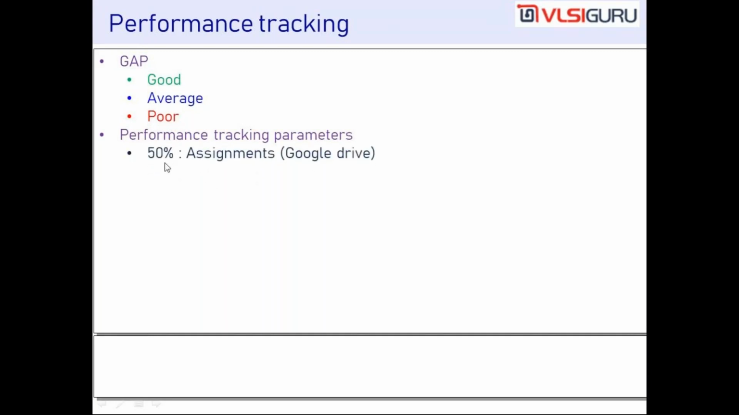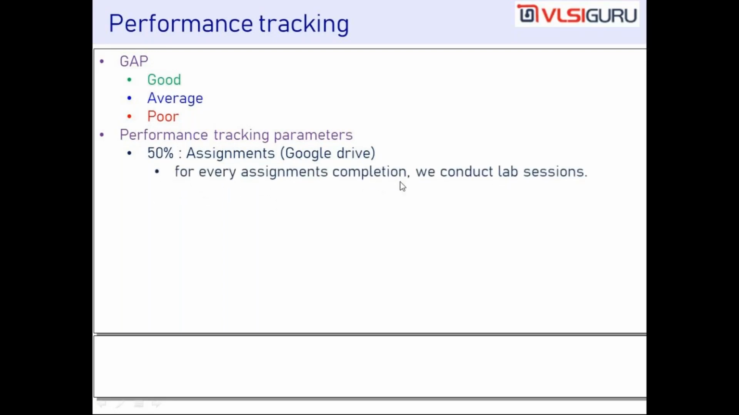Assignments completion is 50%. Whoever completes assignments on time properly, that's 50% of performance. There will be a Google Drive where you have to submit all your assignments, and our team will be checking each and every assignment you are doing, whether you are copying from someone else, whether you are doing it yourself. That also they check, because given two things, they can easily check who is doing how, right?